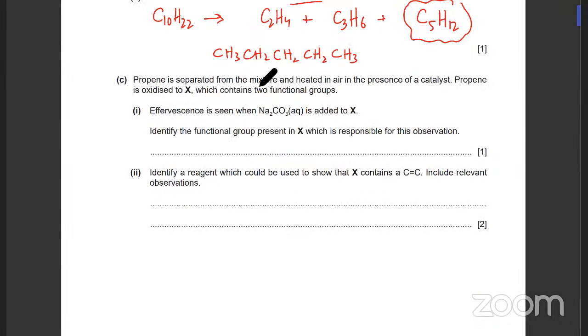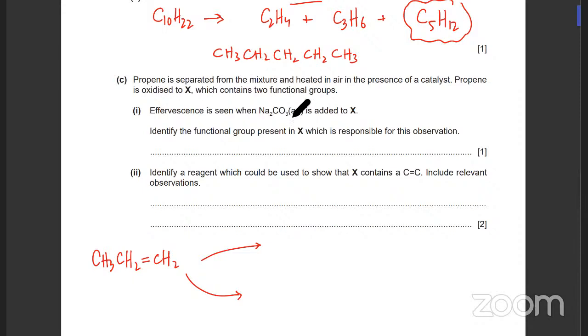Now, propene is separated from the mixture and heated in air in the presence of the catalyst. Propene is oxidized to X, which contains 2 functional groups. So it's getting oxidized. Effervescence is seen when Na2CO3 is added to X. So I've got propene, which is this molecule over here. And there's some reaction that's happening that we haven't studied, but it's getting oxidized. So you've got propene getting oxidized and there are 2 functional groups.